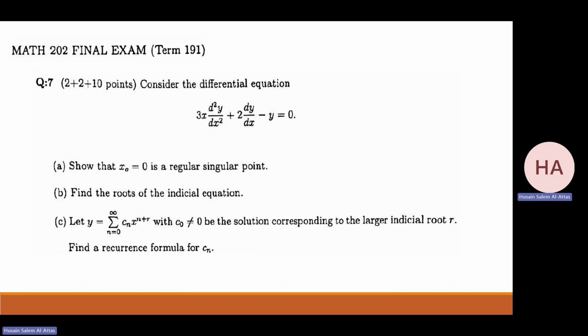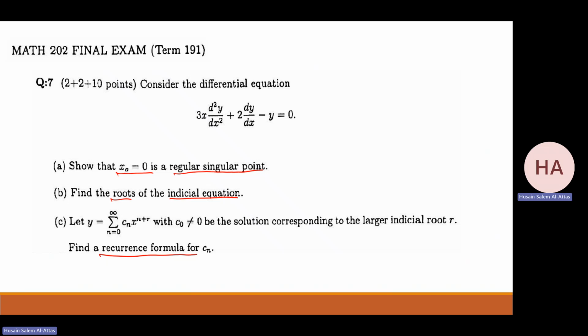Let me solve this. What do you want me to do? Yeah, I want first to show that x0 is a regular singular point, and then find the roots of the indicial equation, and then find the recurrence relation. Yeah, which is not that difficult. No need to do the full calculation.